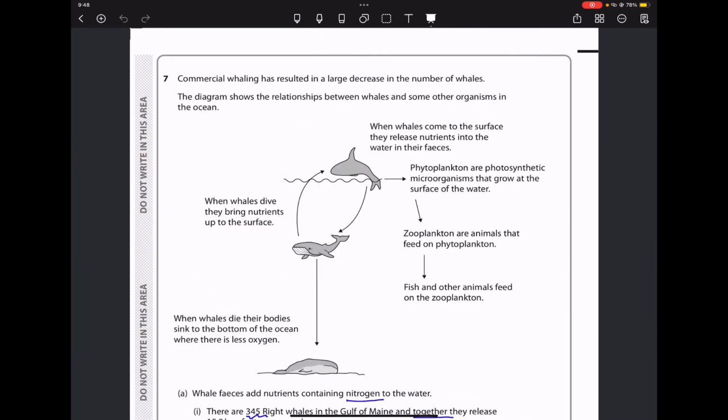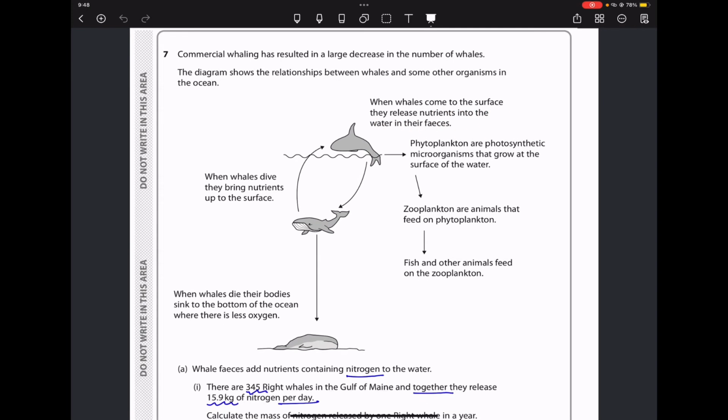In question 7, commercial whaling has resulted in a large decrease in the number of whales. The diagram shows the relationship between whales and some other organisms in the ocean. So they say when whales come to the surface, they release nutrients into the water in their feces, and then the phytoplanktons are photosynthetic microorganisms that grow at the surface of the water. The zooplanktons are animals that feed on phytoplanktons, so these act as food for these, and then the fish and other animals feed on the zooplanktons. So we have a food chain here.